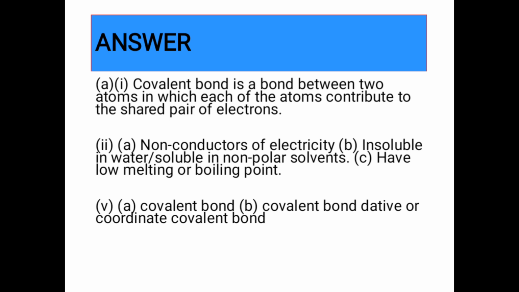Okay, if you have done that, this is how your answer should look. A covalent bond is a bond between atoms in which each of the atoms contributes to the shared pair of electrons. That's the definition of a covalent bond. Then you have to mention some properties. They are not conductors of electricity. They are insoluble. They have low melting and boiling points. We've mentioned that earlier.